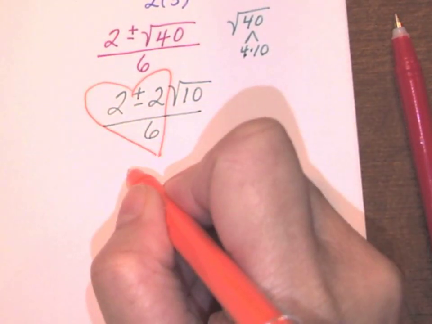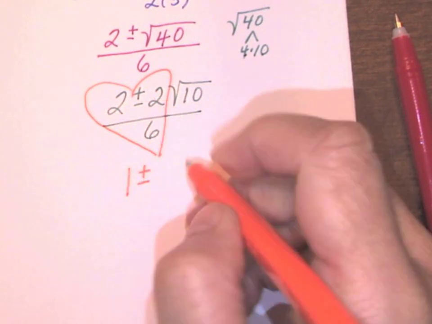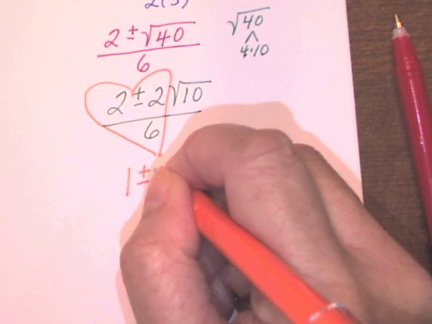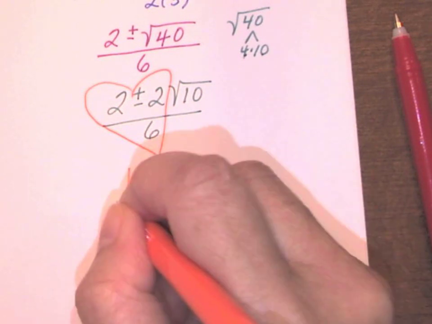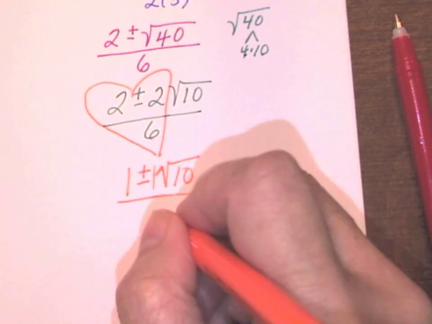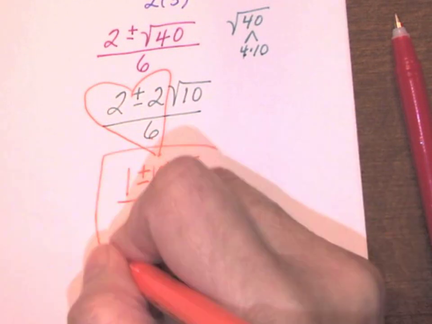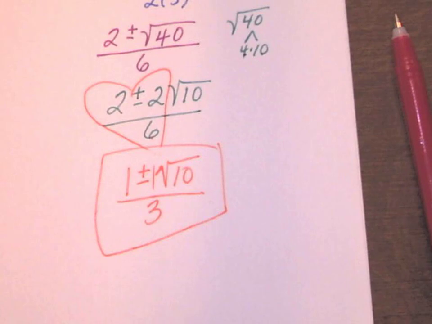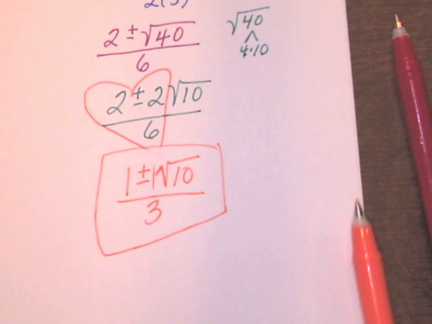2 divided by 2 is 1. 2 divided by 2 is 1. Now, this 1's unnecessary. I don't have to put it there, but I can. Square root of 10 stays the same. It's like an x. It doesn't change. And 6 divided by 2 is 3. This one would just make me jump for joy because this is your completely simplified answer.